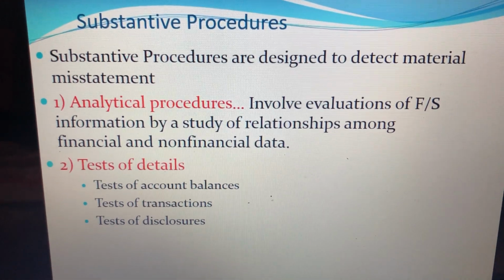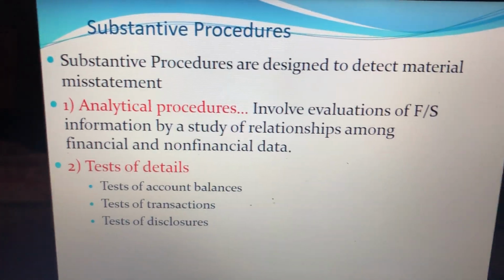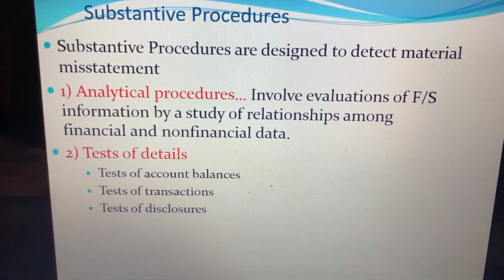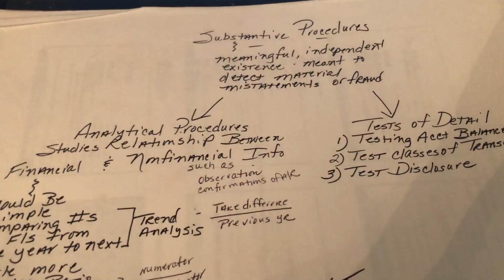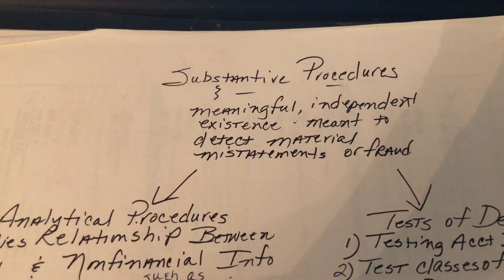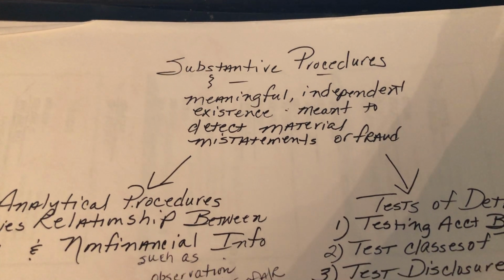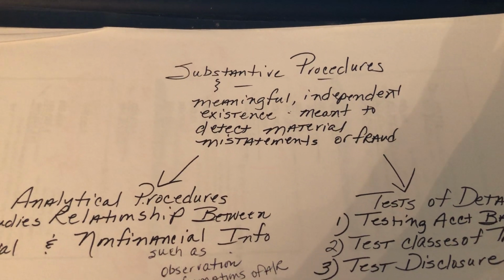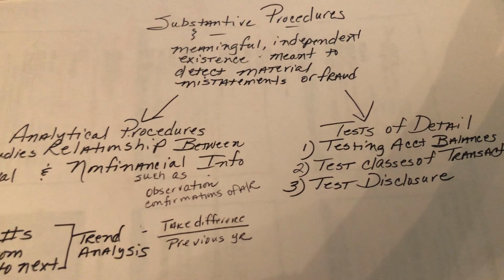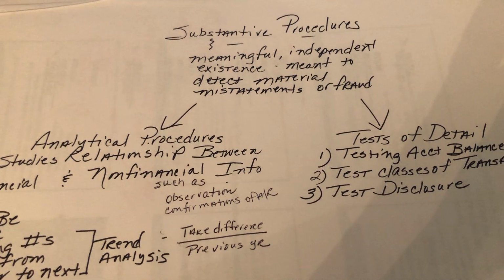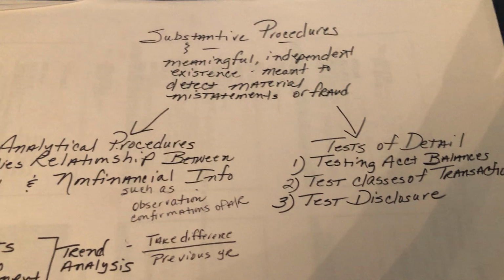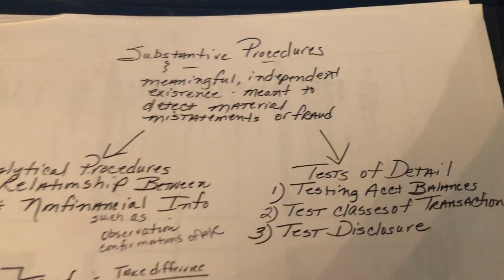Now, I'm going to send you this handout that I've written down because I want you to be able to follow this. I wrote it on a sheet of paper, so I'll send this to you. It gives you a little better perspective. Substantive, the definition is meaningful, independent existence, and the reason we do it is to detect these material misstatements or fraud. Two categories, just like we had on the PowerPoints, and let's go to the test of details first, and then we'll get into the analytical procedures because it's more extensive.